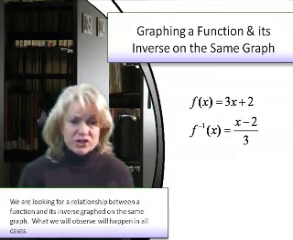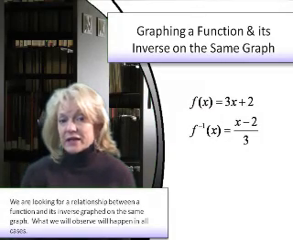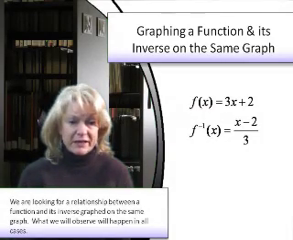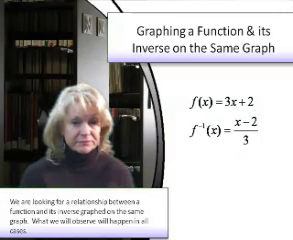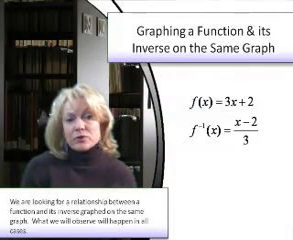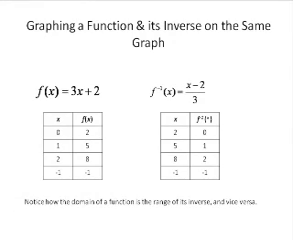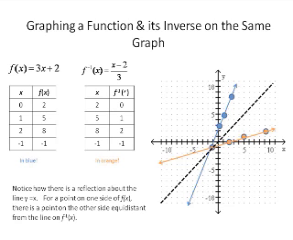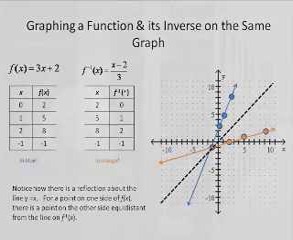Let's take a look at the relationship that we will see when a function and its inverse are graphed together on the same graph. Notice how the domain of a function is the range of its inverse, and the range of a function is the domain of its inverse. On this graph, I have the function, its inverse, and the line y equals x graphed. There will always be a mirror image across the line y equals x for a function and its inverse.